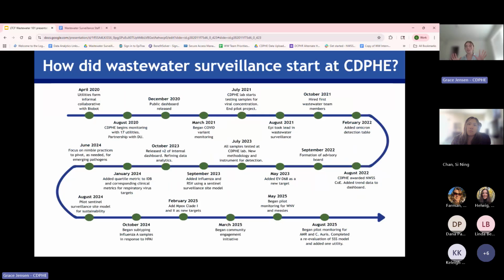So this is a large timeline, but I'll go over a few points of how we've evolved throughout the years. We started really early in 2020, where utilities formed this informal collaborative with BioBot, which is a private wastewater testing company. And as things began to heat up with COVID, the CDC made room for state programs to grow. And so us at Colorado, we began monitoring with 17 utilities statewide in partnership with the University of Denver.